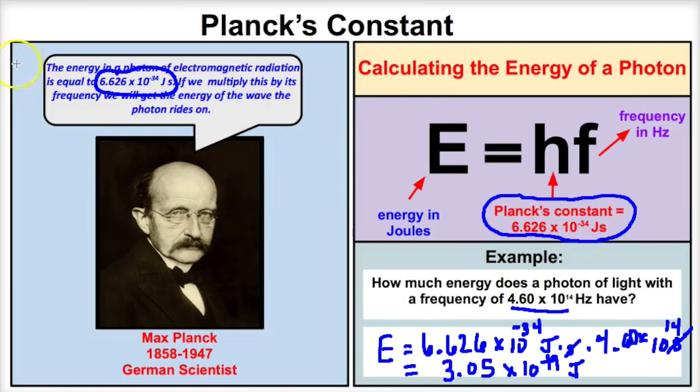That's the electromagnetic spectrum. That's how you calculate the wavelength, the frequency, the wave speed, and the energy of these different waves and photons.